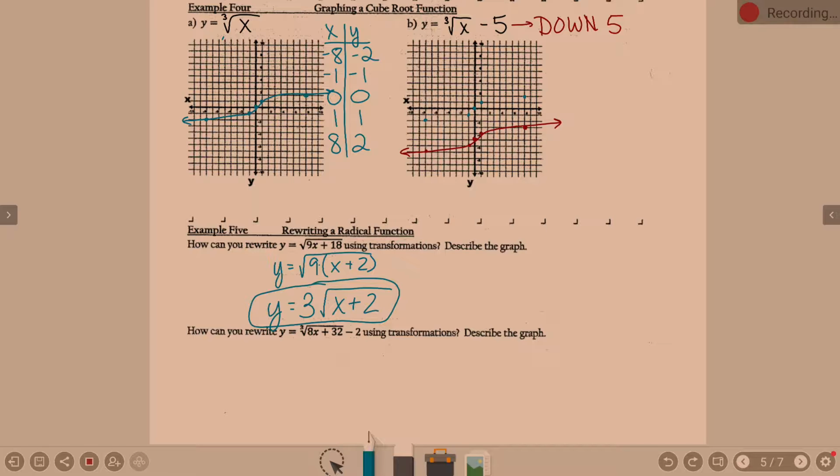It's going to have a vertical stretch by a factor of 3, and it's going to translate left 2. That's me describing the graph. I'm going to put that in words. Now I am going to start and say, what graph is it that we are stretching and translating? And it is the graph of y equals square root of x. I'm naming what graph we're doing all this to.